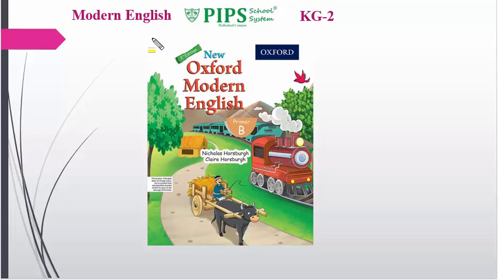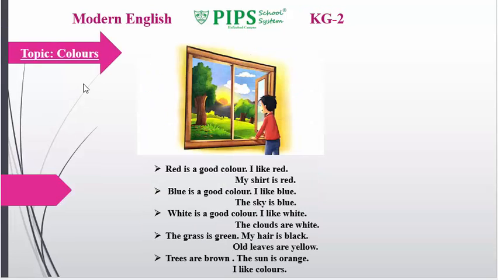Today we are going to study New Oxford Modern English Primer B. Today's topic, colors. Dear students, in this lecture we will recognize the colors name through above given pictures. Let's begin today's topic and read these sentences with me.